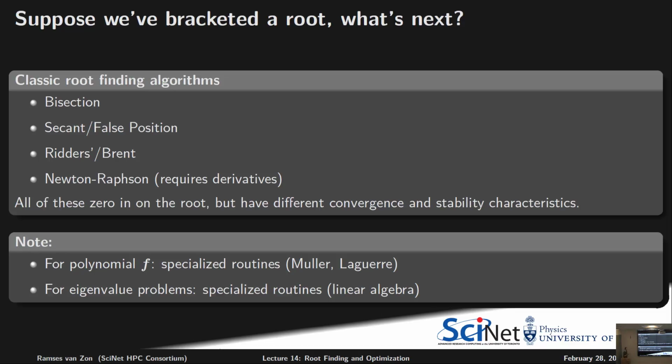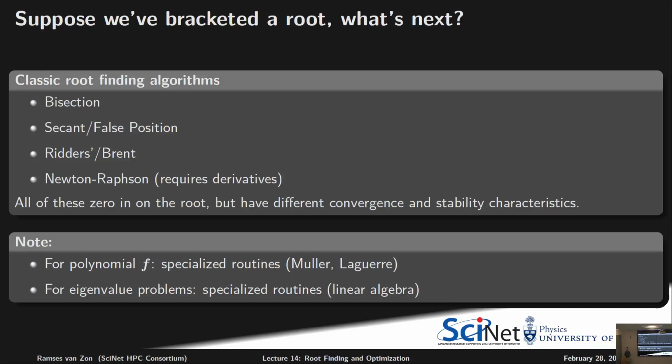So let's suppose that we don't have one of those difficult situations, so we've properly bounded a root. What's next? There's a couple of standard root finding algorithms out there, and we'll look at two of them in detail. The others are more or less variants of it. There's bisection, the false position method, Brent method, Newton-Raphson. All of these do the same thing.